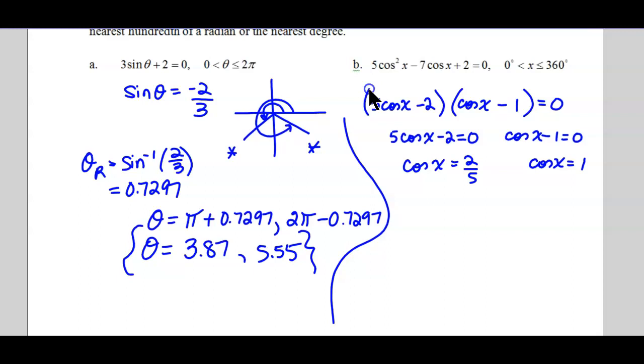Okay, and remember here, x is in degrees, between 0 and 360. So, when you get a cos of 1, you get it when x is 0. Notice how there's no equal sign there. So, I'm not going to use that, but I'm going to use 360, right? Just 1.